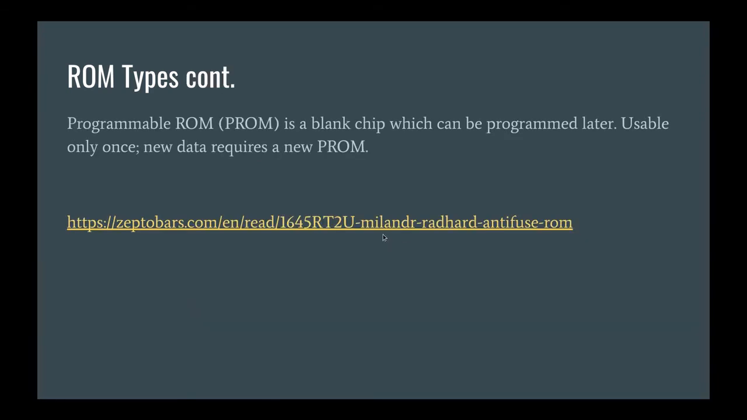Programmable ROM was a blank chip, so it did not have the etchings already on it, but it could be programmed later. However, it used a variety of different features to make it so that it was only programmable once. If you wanted a new configuration on your chip after it had been programmed, you would have to put in a blank chip again and reprogram it.